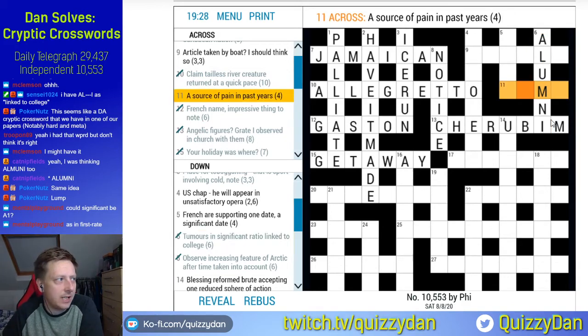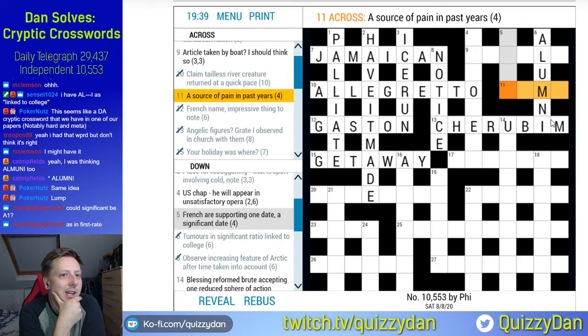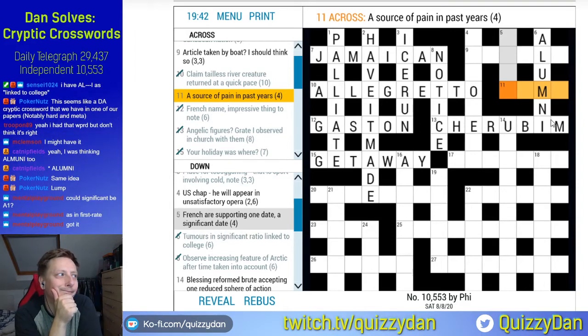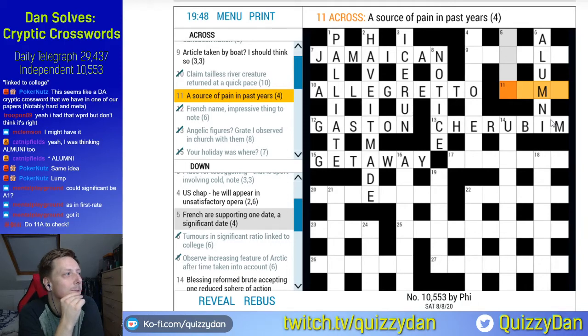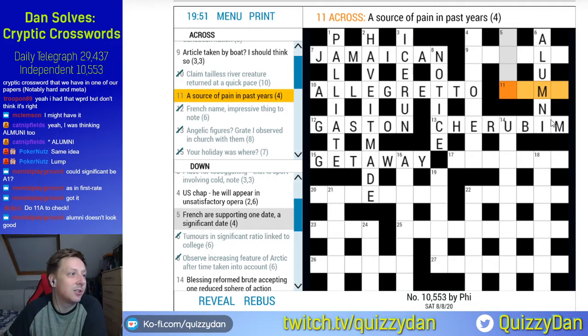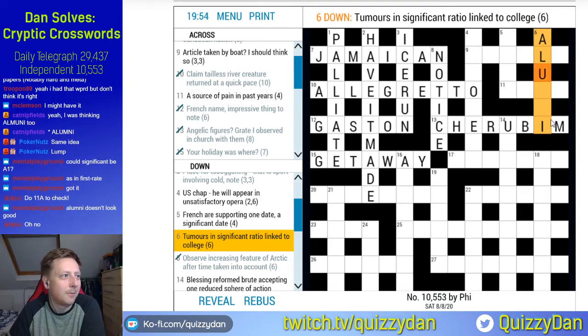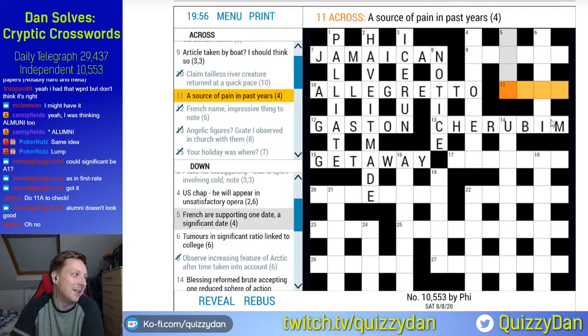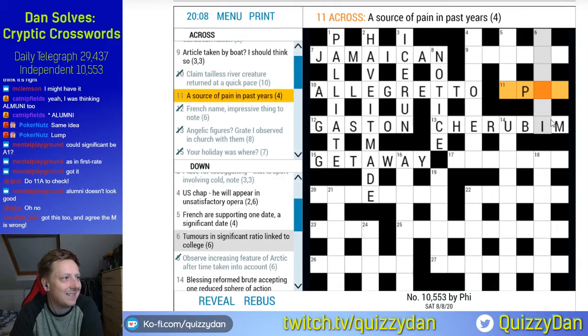Well, let's have a look at 11 across and see if a source of pain in past years. Ooh, 4 letters. And that M may or may not be there. Mental Playground's got it, though. Is the M right for this? Alumni doesn't look good. Oh, womp womp. Never mind. So a source of pain in past years. Source of pain, is that going to be P? The source of pain, the first letter of P, and we're going to put it in past years.